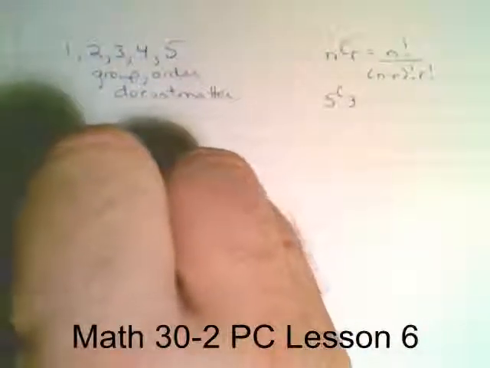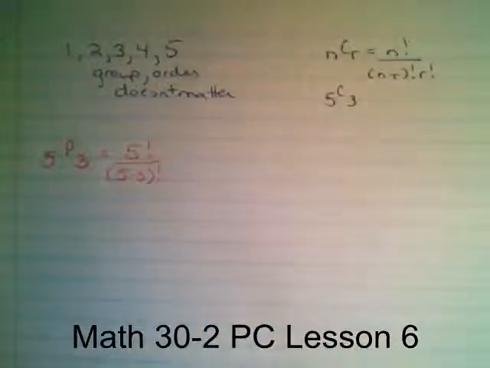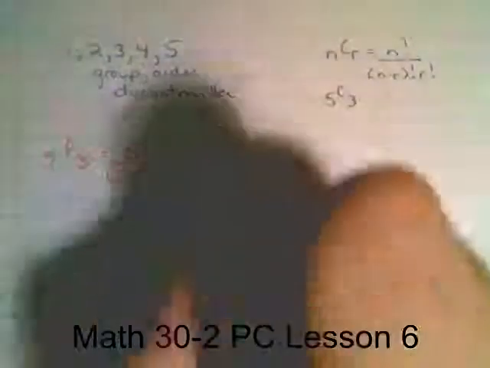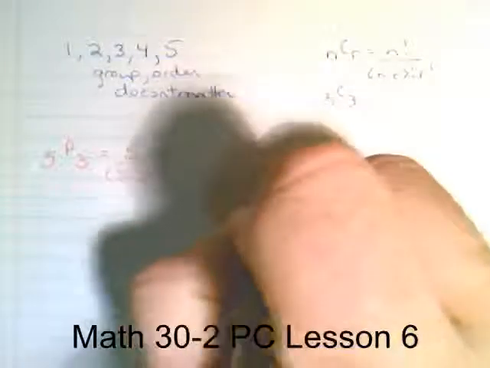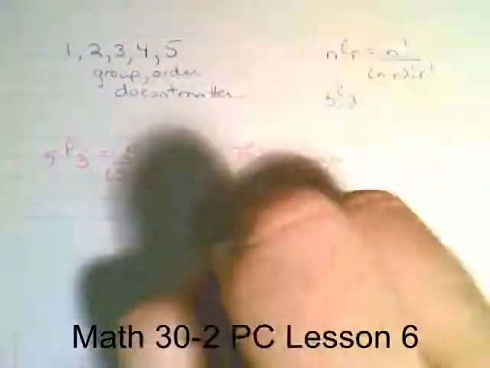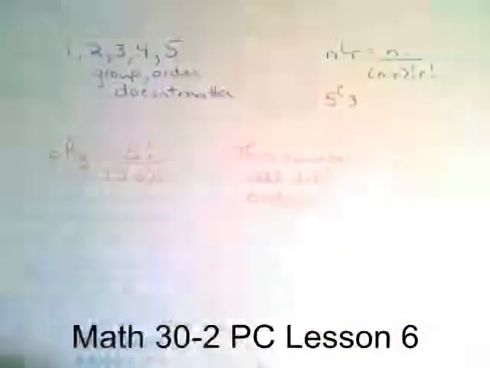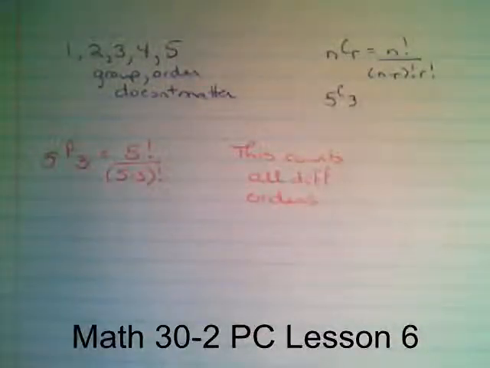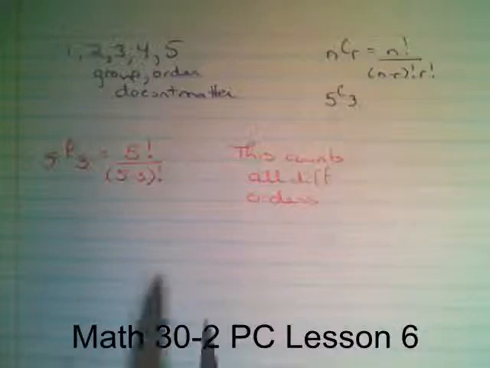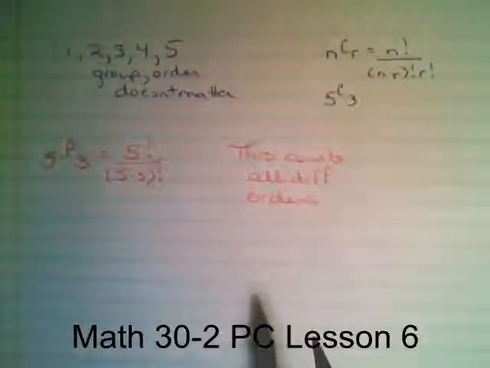So I'm going to say, well, I've got 5 pick 3, which is 5 factorial over 5 minus 3 factorial. Okay, and that's going to give me an answer. The problem is this counts all the different orders. Okay, if the three numbers I chose are 1, 3, and 5, it counts 1, 3, 5, and then it counts 1, 5, 3, and then it counts 5, 3, 1, and so on and so forth.